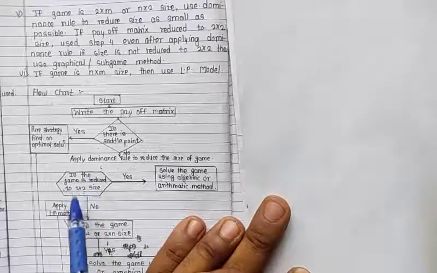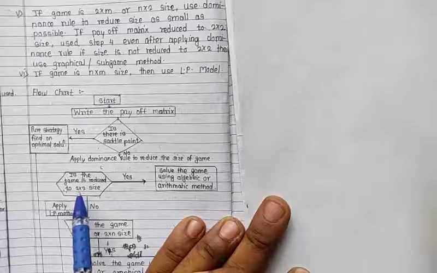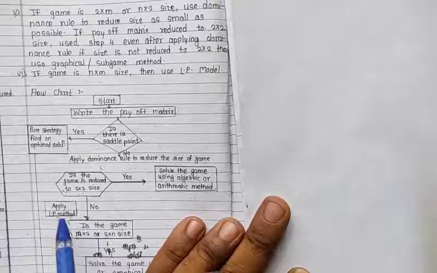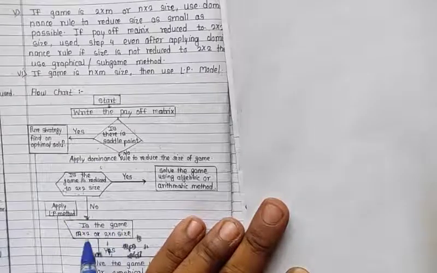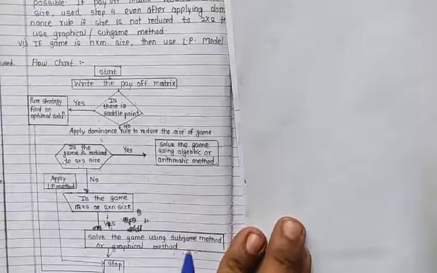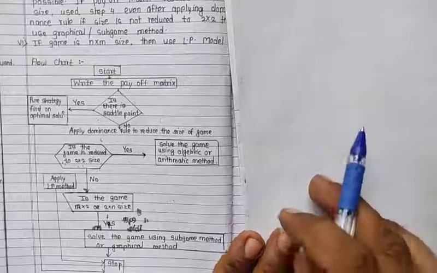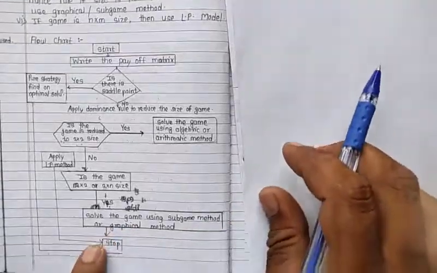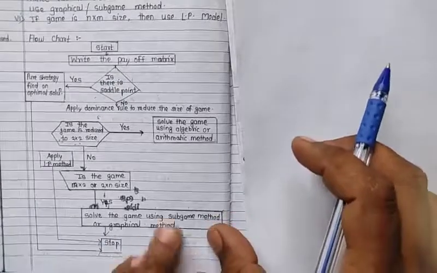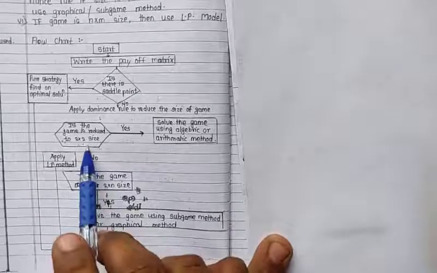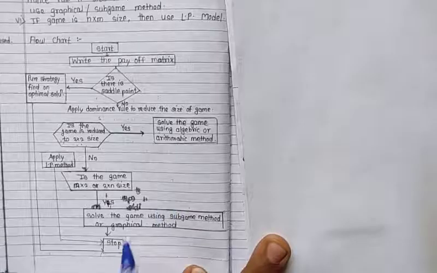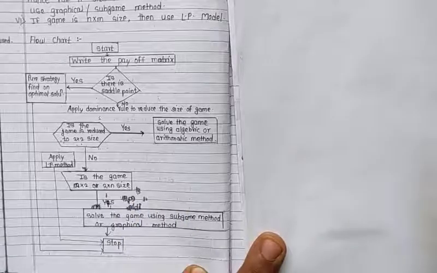Now if the game is not of 2 by 2 size, then apply the linear programming method. Or, is the game m by 2 or 2 by n size? If yes, then solve the game using the subgame method or graphical method. And finally, after reducing the game to a 2 by 2 matrix, use the algebraic or arithmetic method. So you will get the solution by using this method.